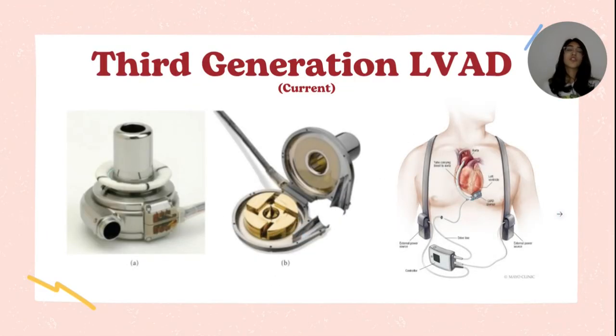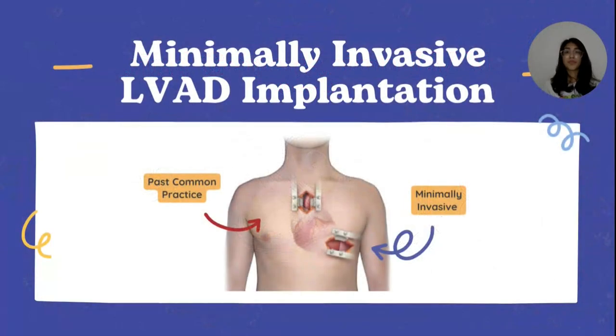Now, this would be the third generation of the LVAD. This would be our current. Again, back to this image. As you can see here, it is significantly smaller. Here on the inside, you can see the magnets that pump the blood, and you can see how it would put less stress on an already weakened heart.